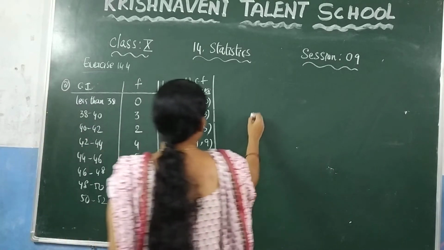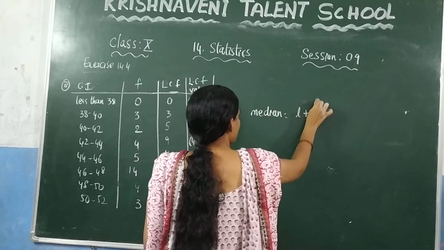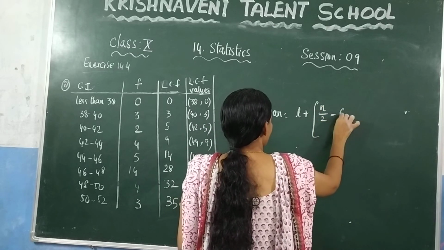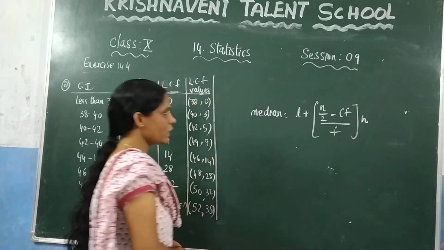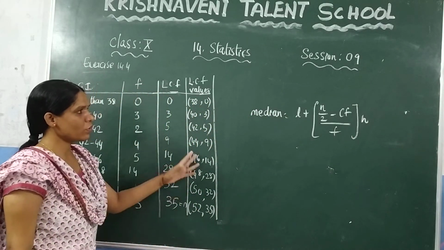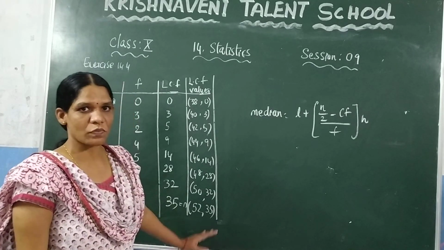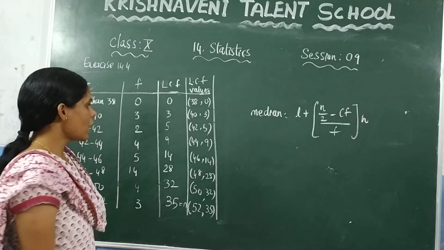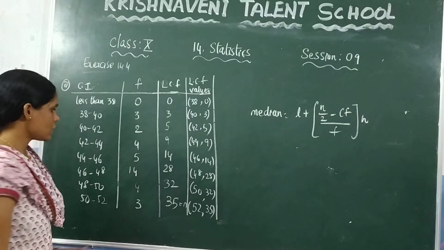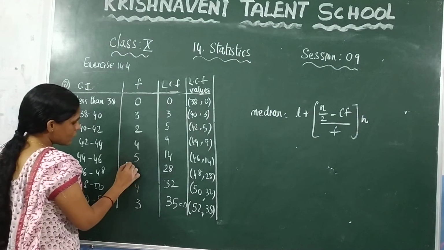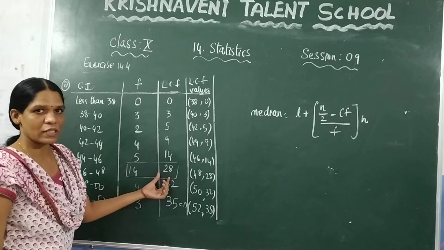What is the formula for the median? You can calculate the median by using the formula, which is L plus n by 2 minus CF by f, into h. By using this formula, you can calculate the median. So first for that you need to know what the median class is. The value of n by 2 we just calculated is 17.5, and you need to check which range 17.5 is located in. Here you can observe clearly that 17.5 will be located between 14 and 28.